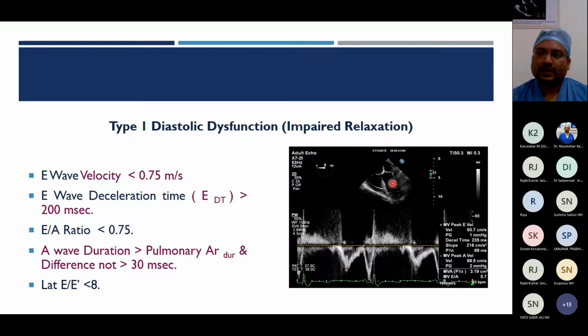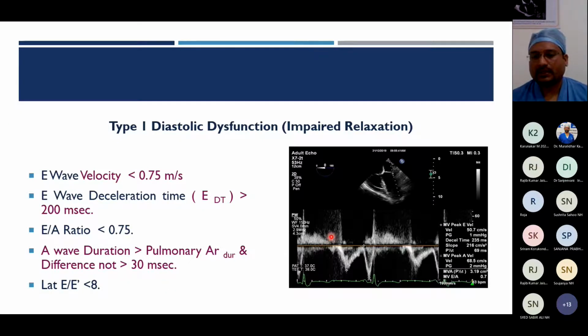Because of the mild increase in LV-EDP, the E wave deceleration takes little time. So the E wave deceleration time is more than 200 milliseconds, while E wave velocity is less than 0.75 meters per second. E by A ratio is usually less than 0.75, and the difference between E wave duration and pulmonary AR duration is again not more than 30 milliseconds. If we consider lateral E by E prime, it is less than 8.